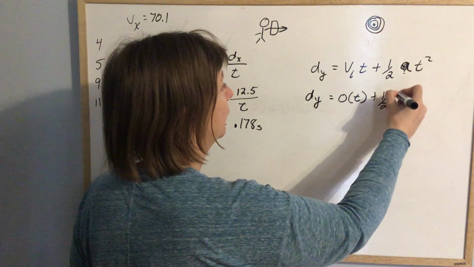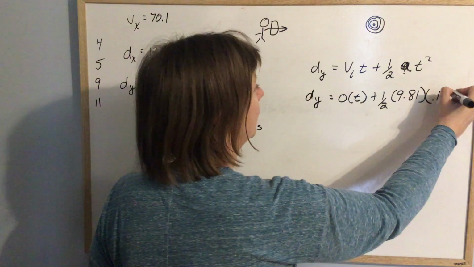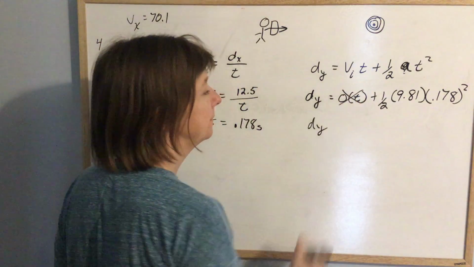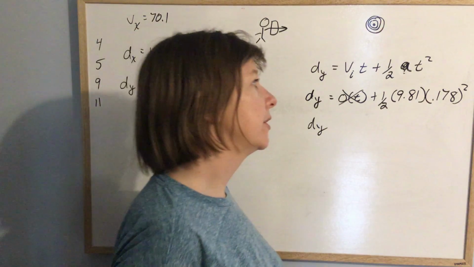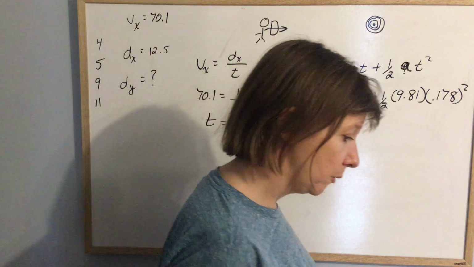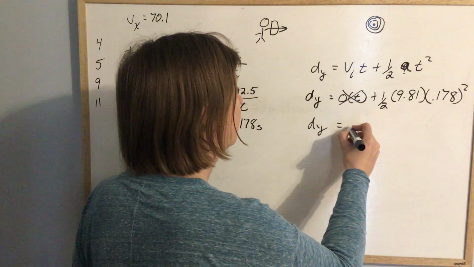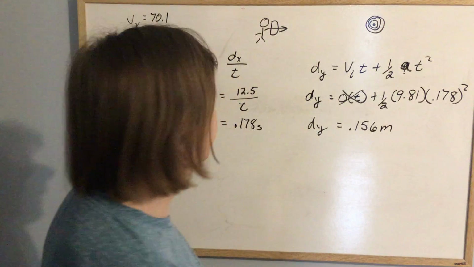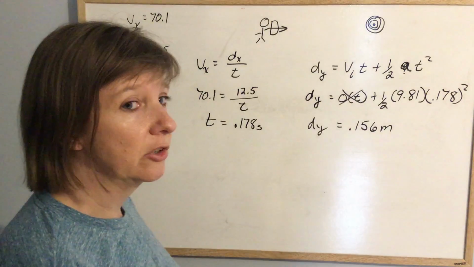Plus 1/2 gravity is 9.81. And my time is 0.178 squared. So that's gone, so I should be able to follow order of operations here. 0.178 squared times 9.81 times 1/2 turns out to be 0.156 meters. Three significant figures because I had three significant figures in my question.